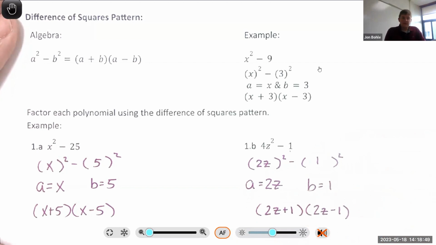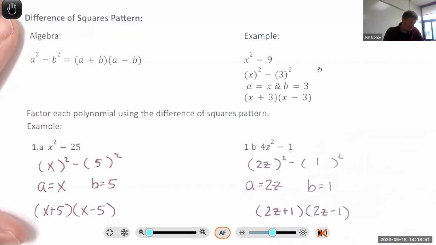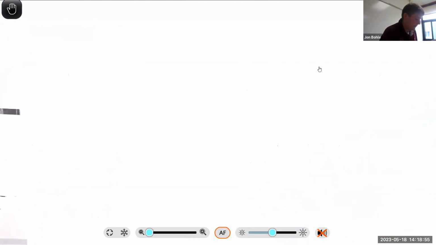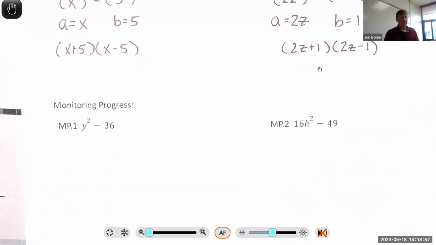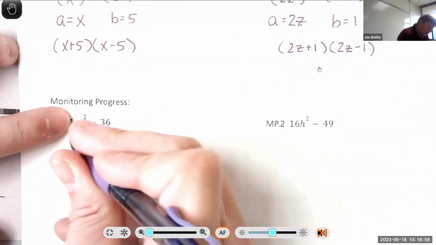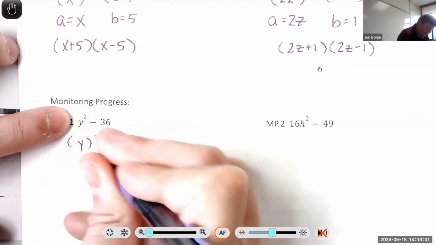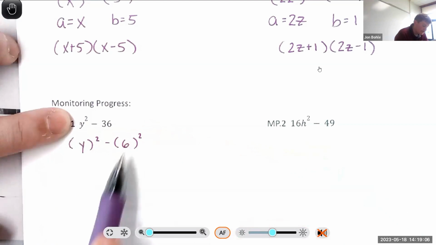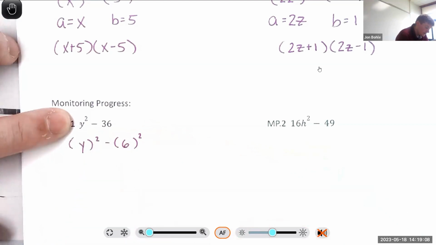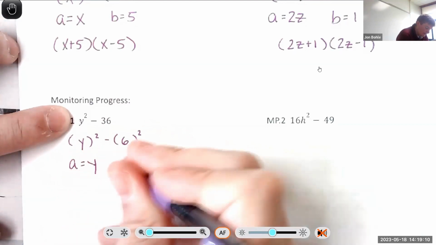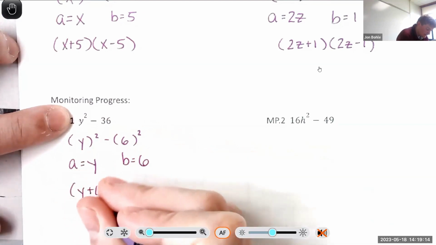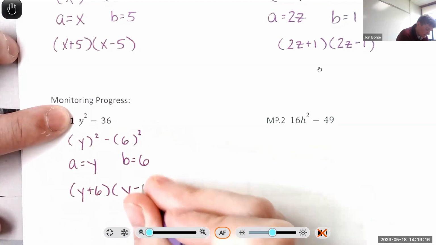Pause the video and try monitoring progress 1 and 2. Okay, number 1: both of these are difference of squares pattern. Your a value is going to be y and your b value is going to be 6, because y times y is y squared, and 6 times 6 is 36. So this factors into y plus 6 times y minus 6.